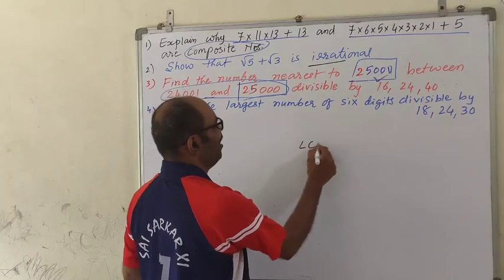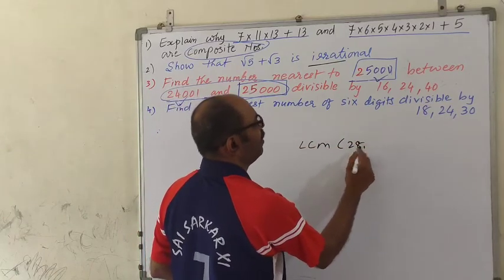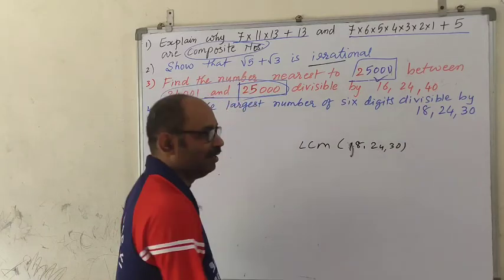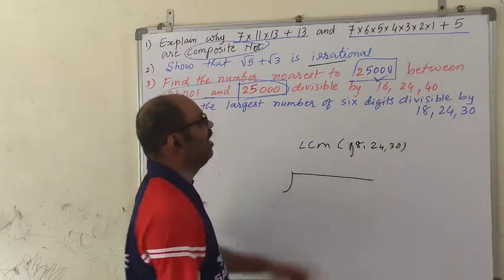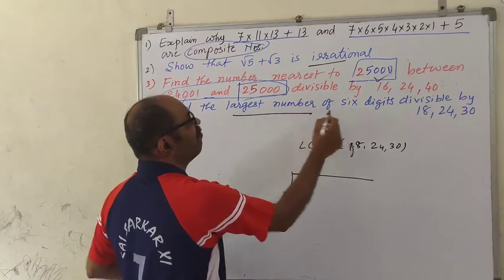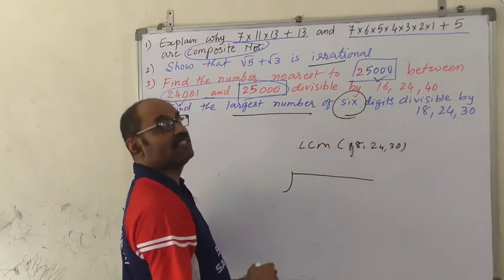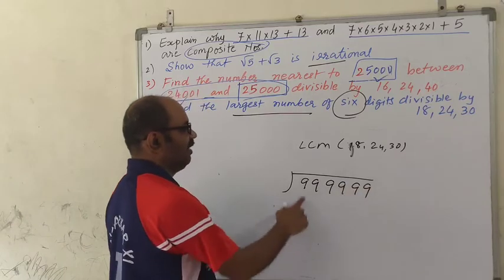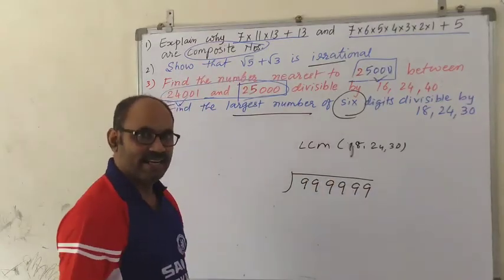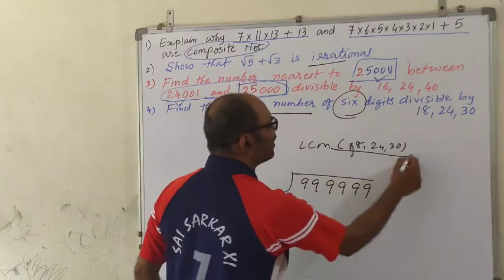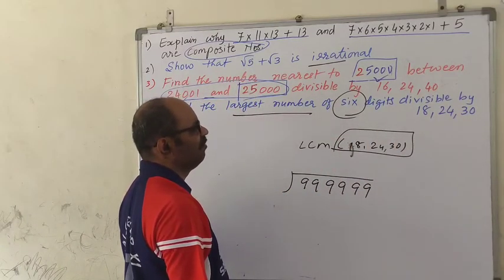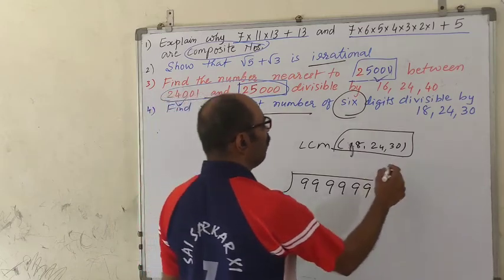LCM. Let me write. LCM of 18, 24 and 30. Whatever you get, you divide by it, as you want the largest number of 6 digits. Now which is the largest number of 6 digits? Correct? 9,99,999. Divided by whatever LCM you get. What is the LCM? Is it 240 or 360?